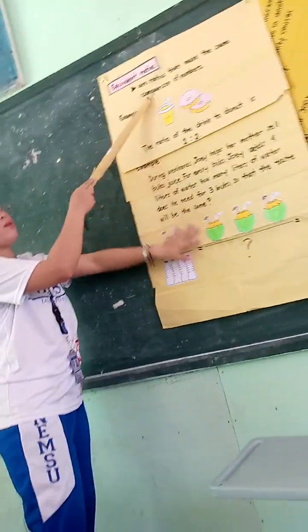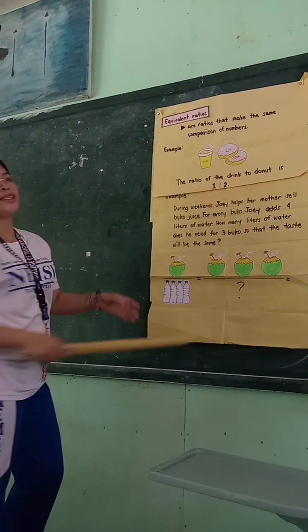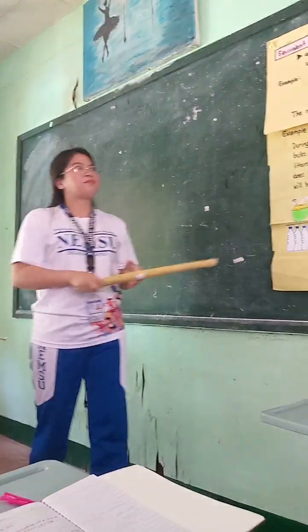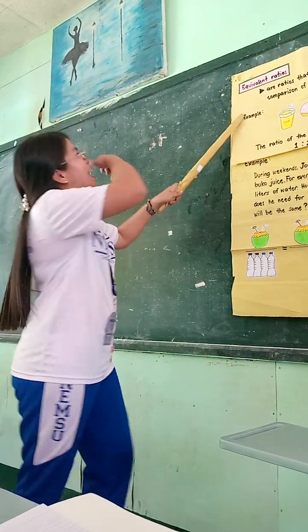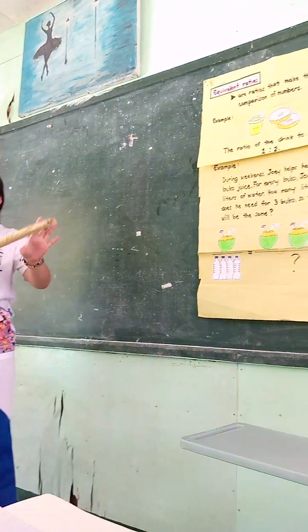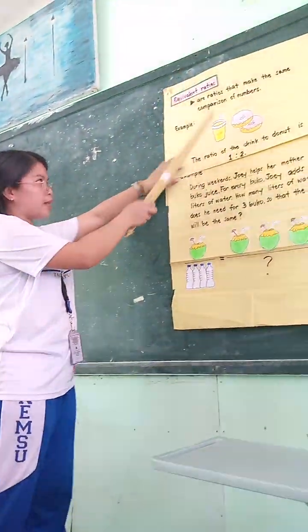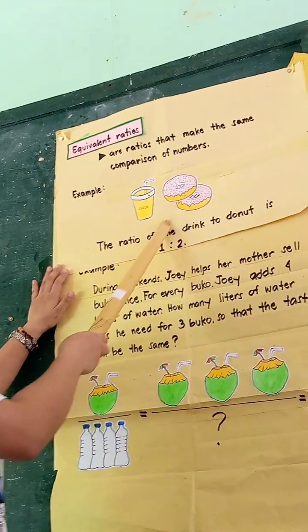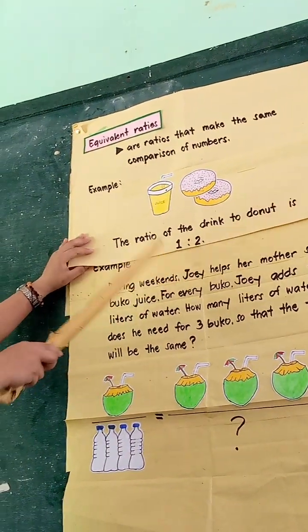Please read, everyone. Equivalent ratios are ratios that make the same comparison of numbers. We can say that it is an equivalent ratio if the quantities in the first term and the second term are equal in comparison. Now let us have an example. I have here 1 drink and 2 donuts. So the ratio of drink to donut is 1:2.